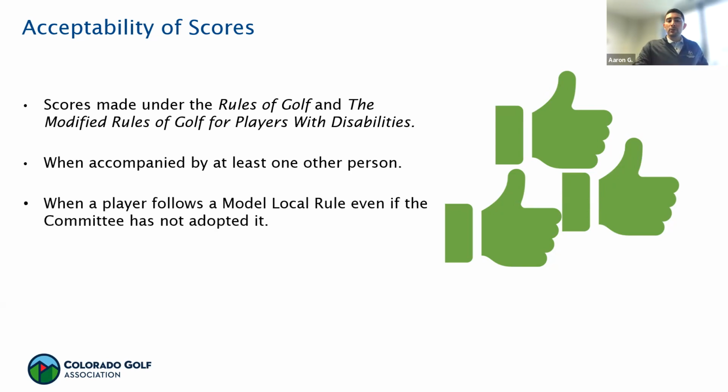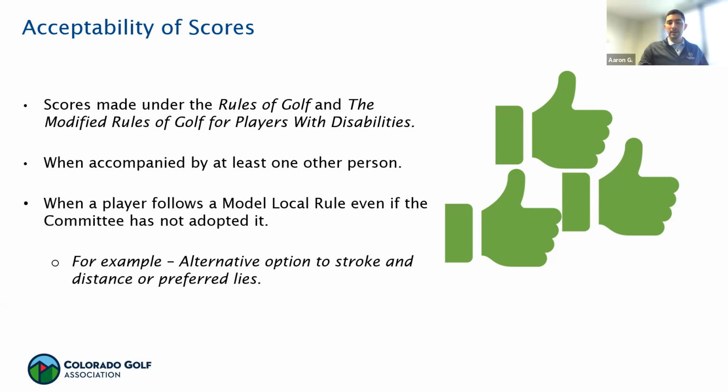When a player follows a model local rule, even if the committee has not adopted it, the one I'm talking about is the alternative option for stroke and distance, or preferred lies, scores are postable.